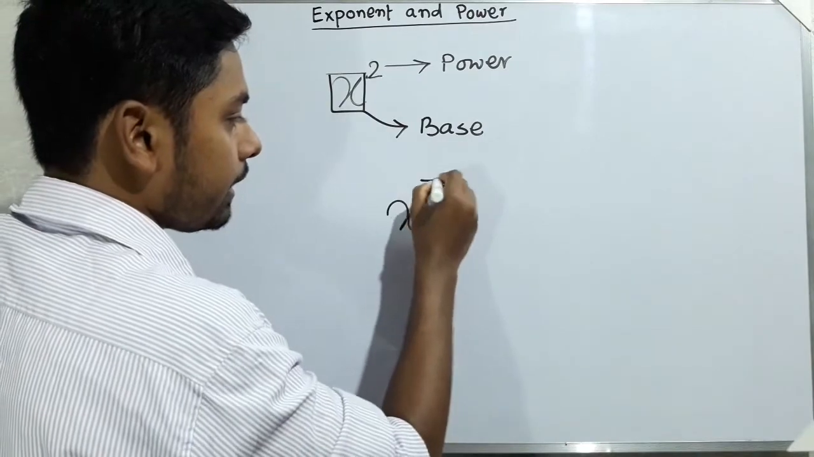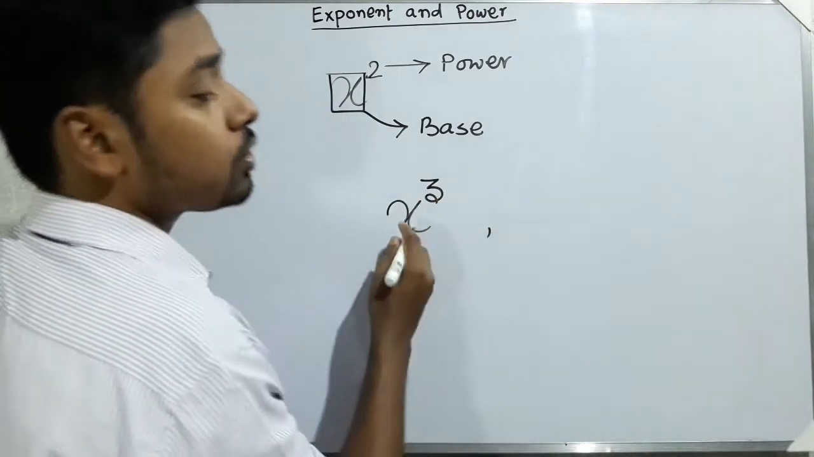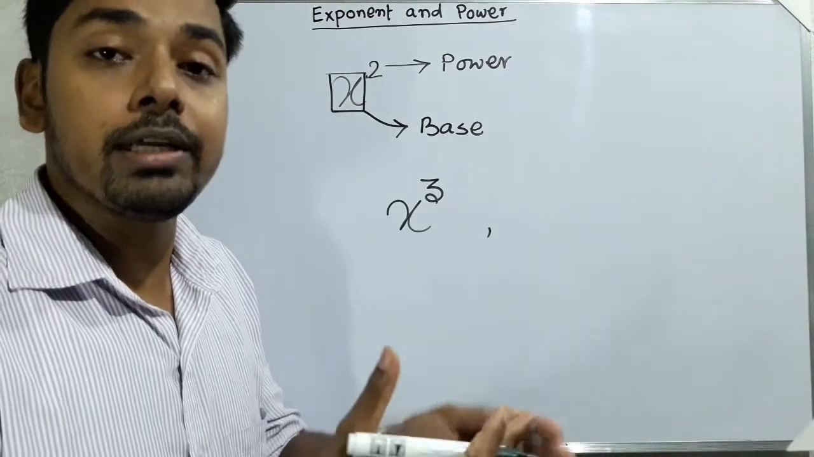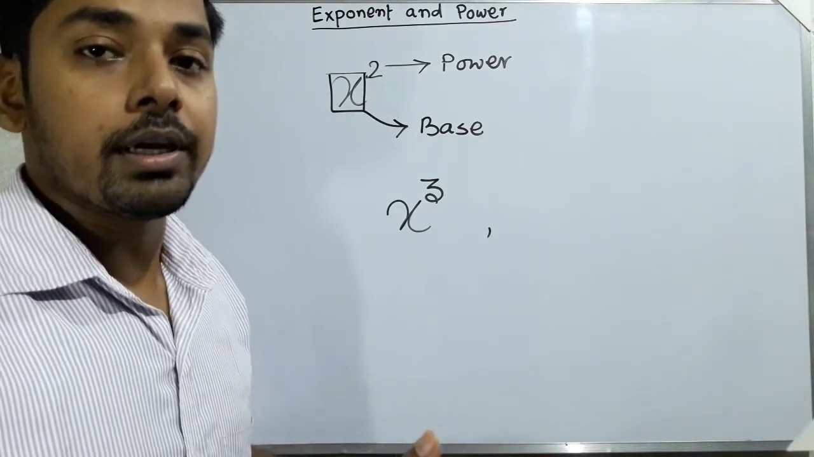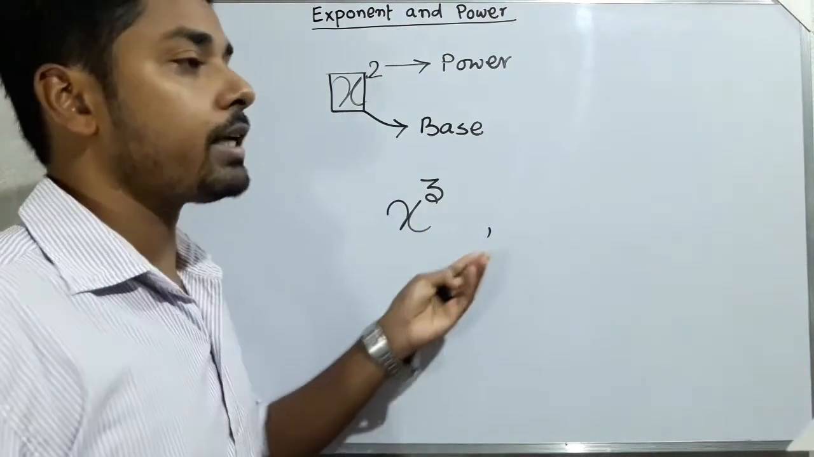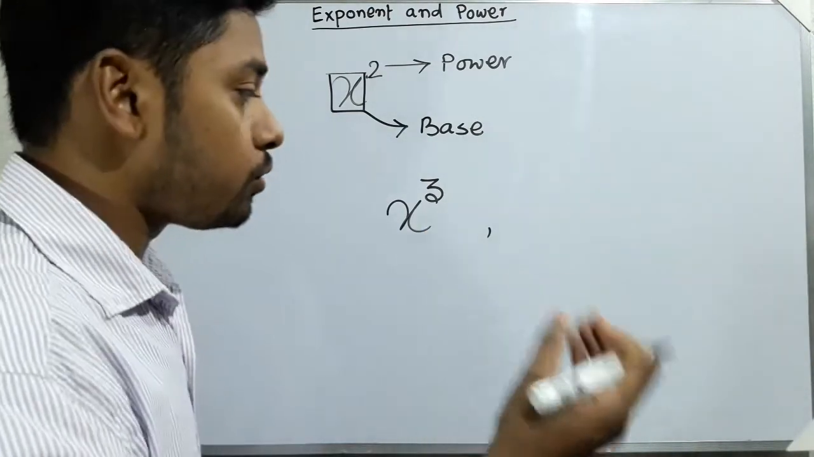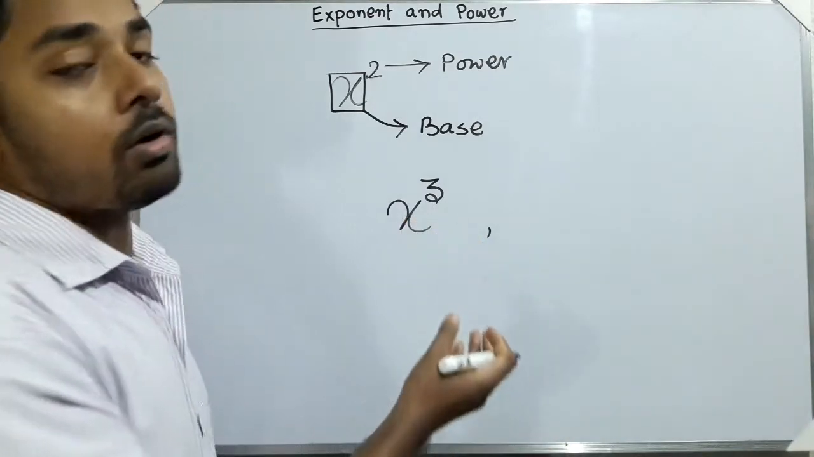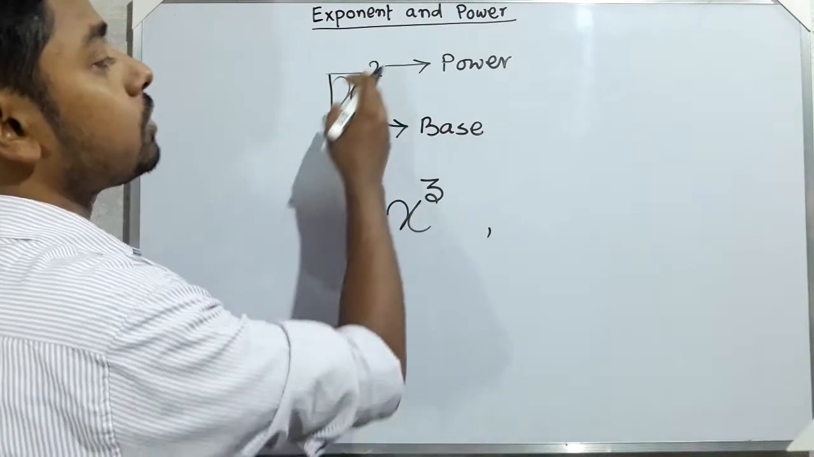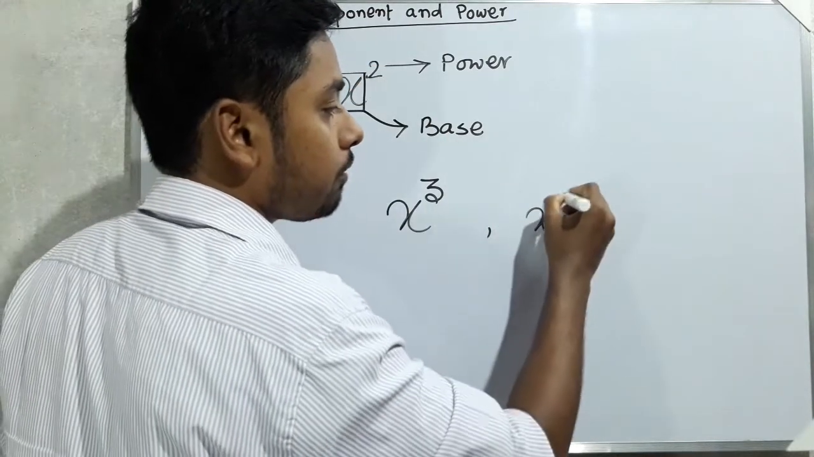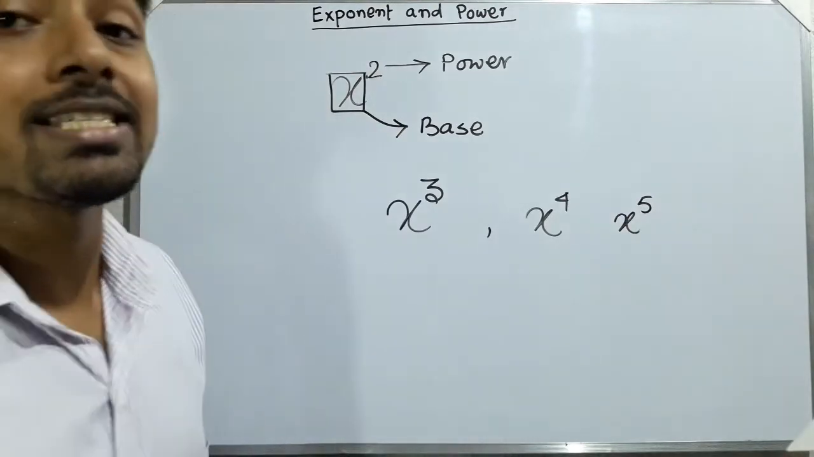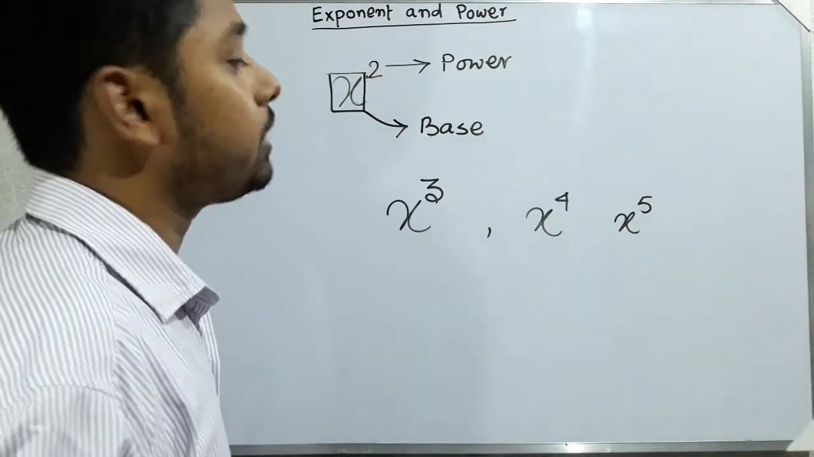Suppose x cube or x to the power 3. How to read this type of number is also important. Some students read like this: x3, x4. You should know the proper way to read the number. You have to say x to the power 3, x to the power 2, x to the power 4, x to the power 5. Like this you have to read this type of exponential number.